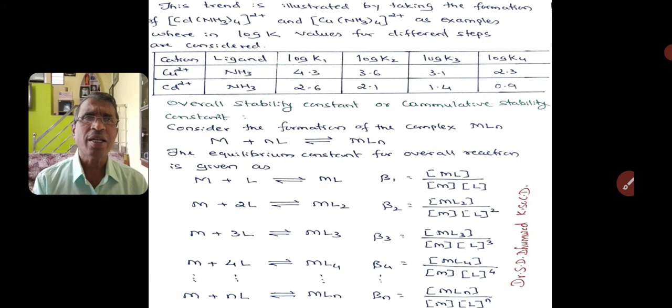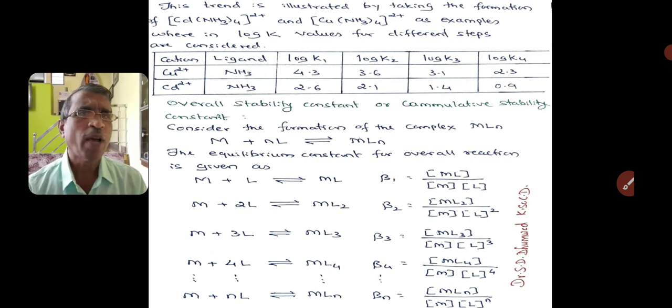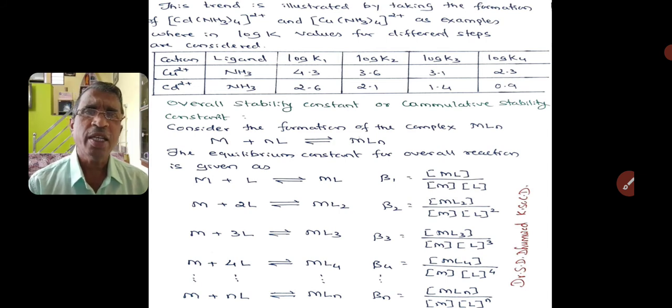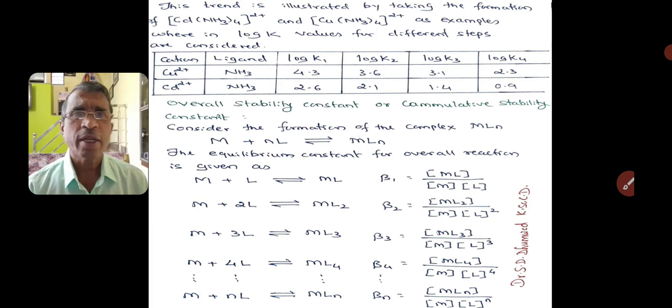This trend is illustrated by taking the formation of cadmium complex with ammonia and copper complex with ammonia as examples, where log K values for different steps are considered. Here, the K values give 10 to the power values, whereas the log K values give numerical numbers. So generally, the stability constant is expressed in terms of the log K values.